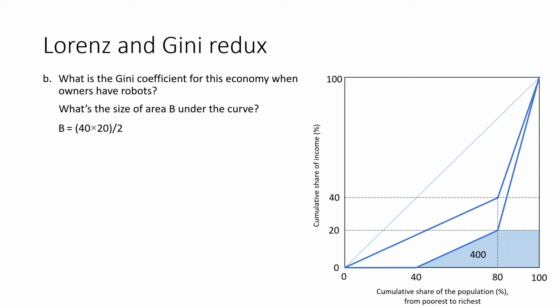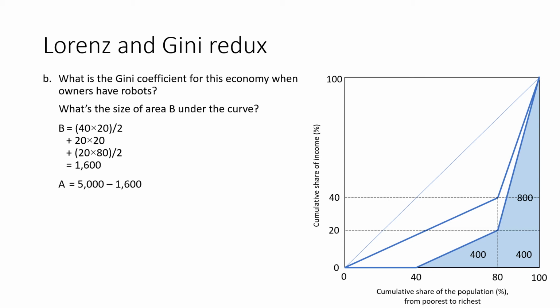We want to calculate the area of this rectangle here. That has an area of 20 times 20, another 400. We want to calculate the area of this triangle here. It has a base of 20, a height of 80, divided by 2, 800. If you add up 400 plus 400 plus 800, we get B has an area now of 1600 under this new Lorenz curve.